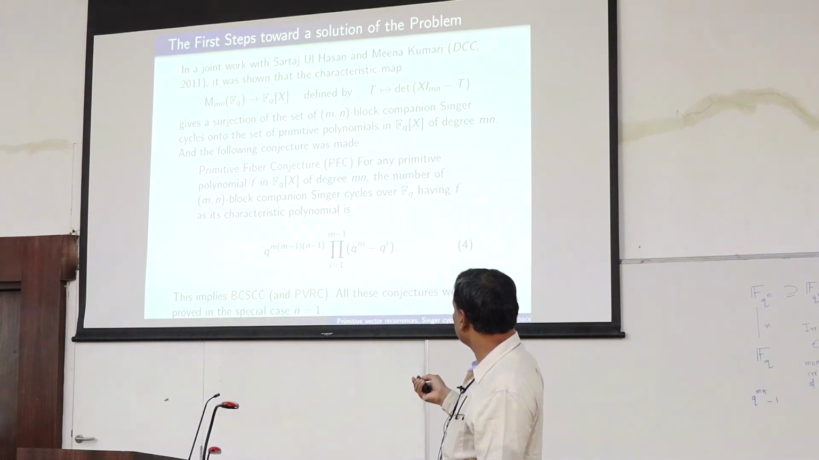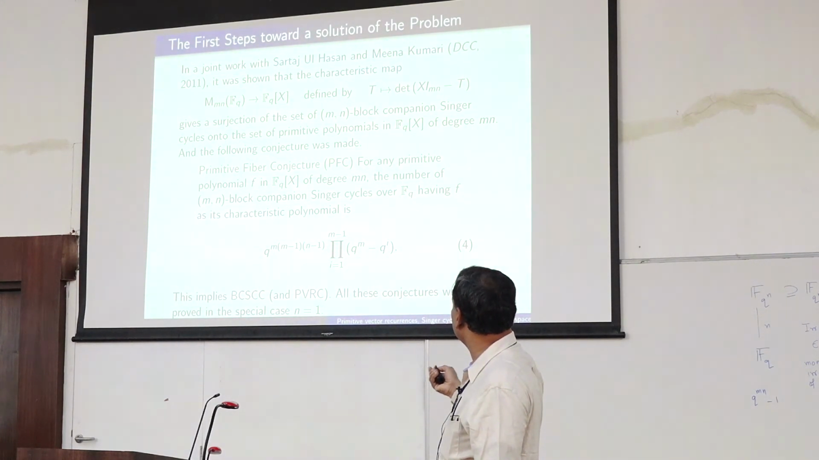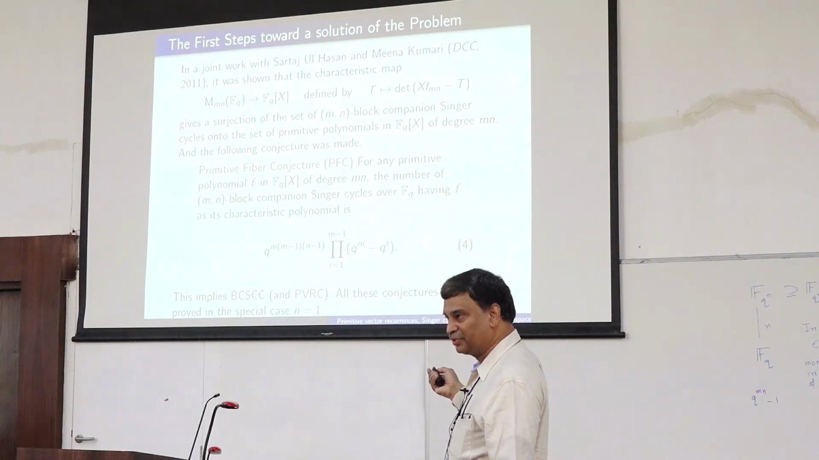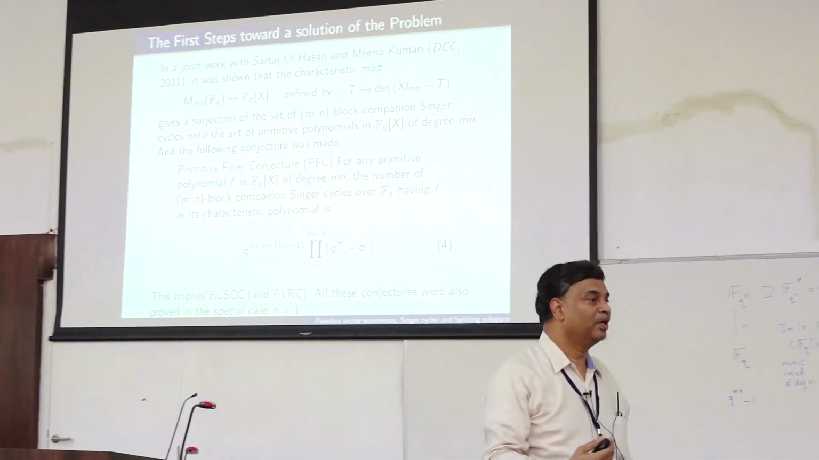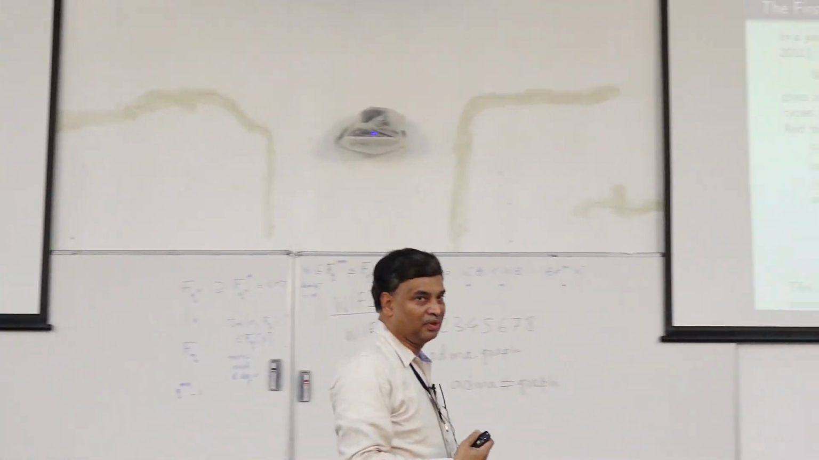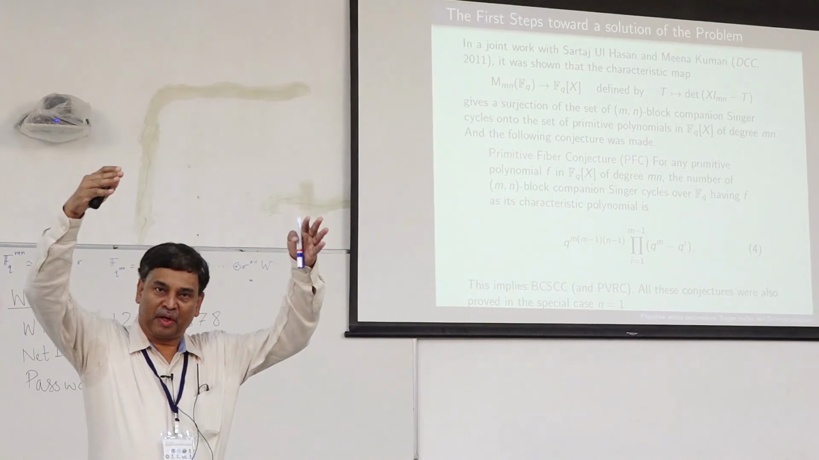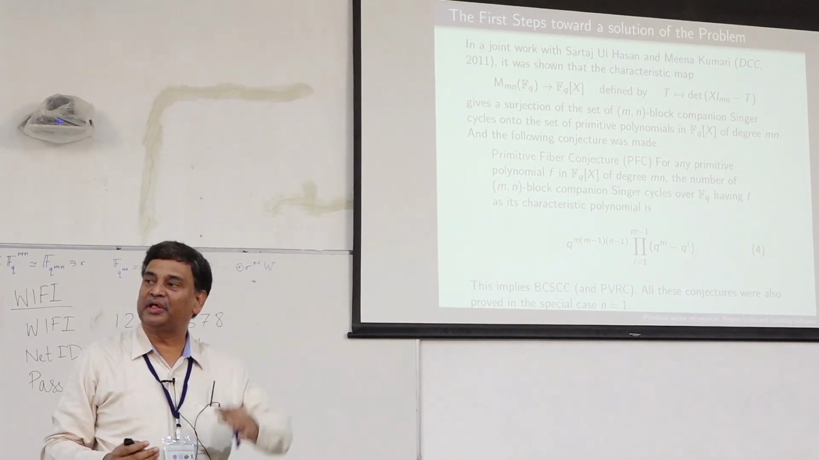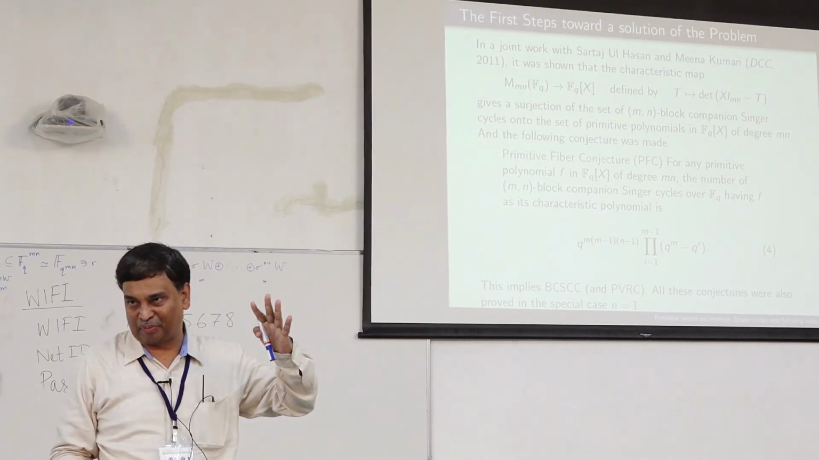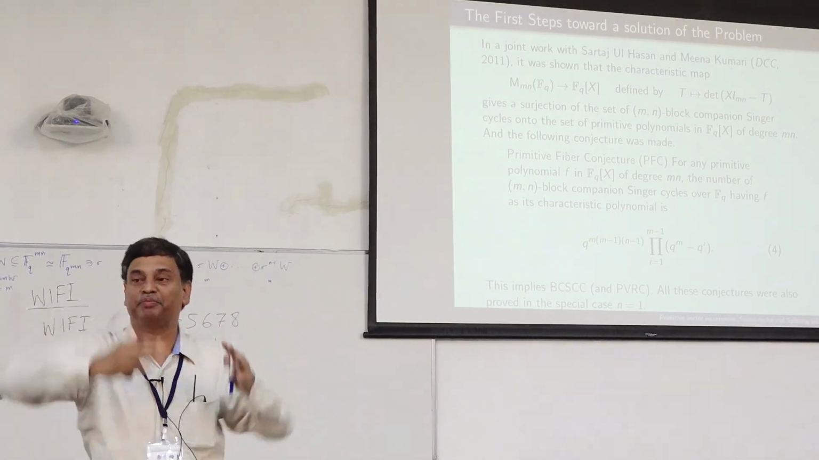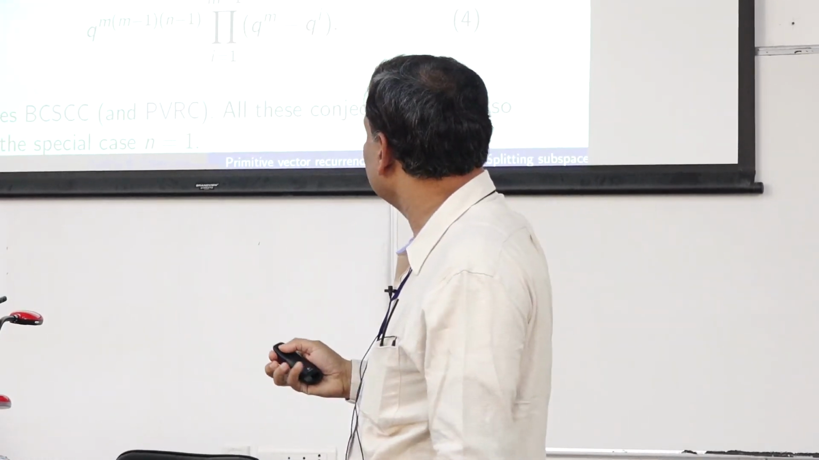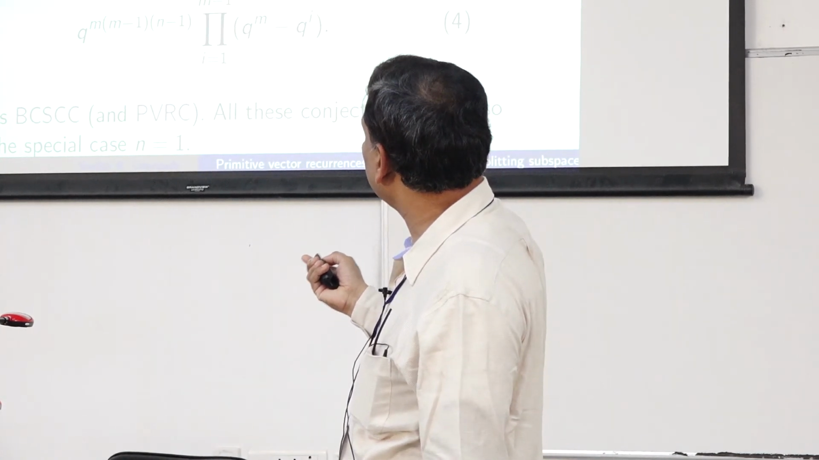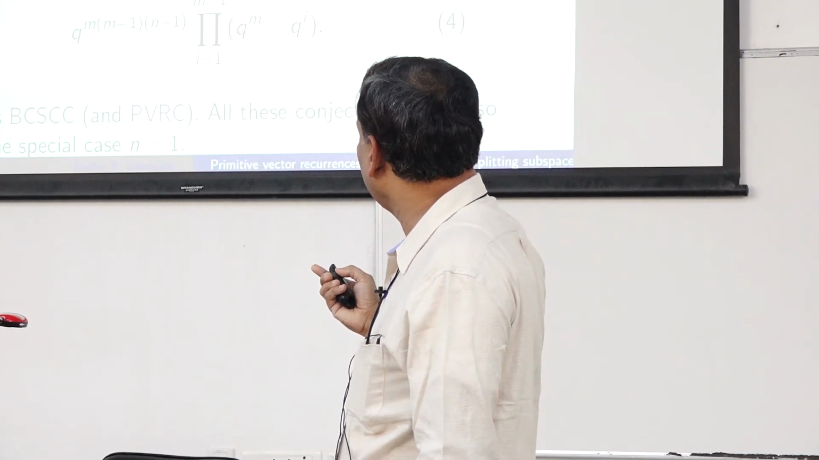But of course, it is not obvious that if you are given a monic polynomial of degree mn, which is primitive, it is the characteristic polynomial of some mn block companion Singer cycle. It is surely the characteristic polynomial of some mn cross mn matrix. That means you take the ordinary companion matrix of that polynomial. But what we wanted was that special block form, whose n cross n block entries are m cross m blocks. So, that is not quite obvious, but we actually showed that that map is surjective.